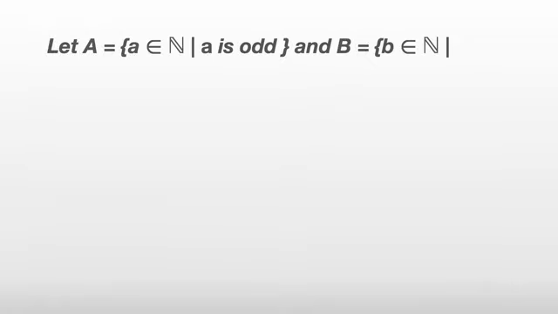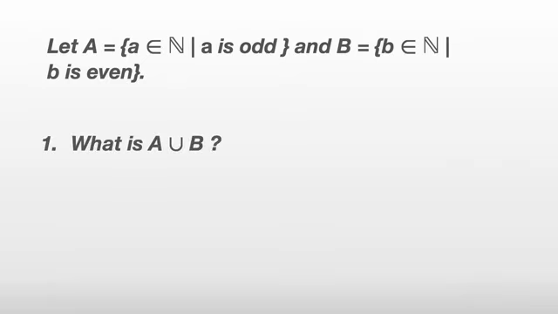Let's do a second example. Let A be the set of little a in the natural numbers, such that little a is odd, the odd numbers for short, and B be the set of even natural numbers. What is A union B, and what is A intersect B? The union of A and B will be a set that contains all the odd numbers and all the even numbers, which is the set of all natural numbers.